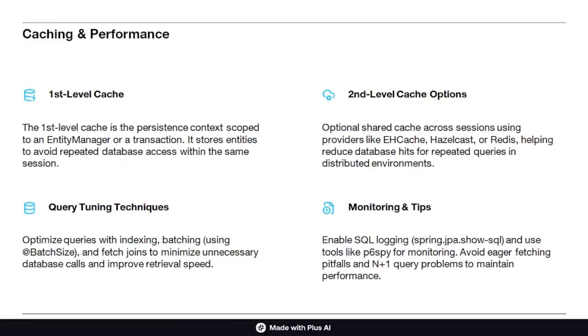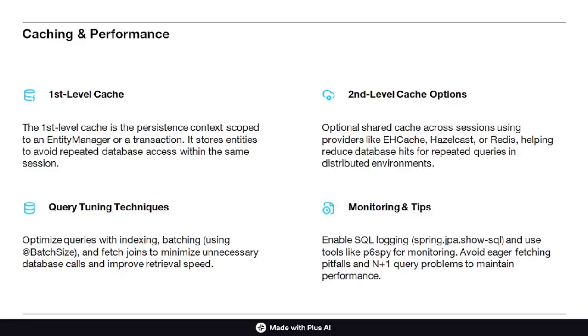Caching and performance. The first level caching is persistence context scope. These are the different cachings: the first level caching and the second level caching. The first level caching is the persistence context scoped to the entity manager or a transaction. It stores the entities to avoid repeated database access within the same session.